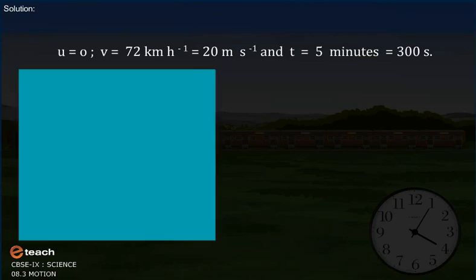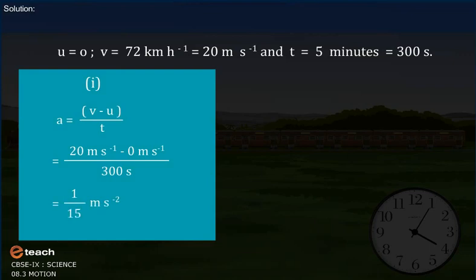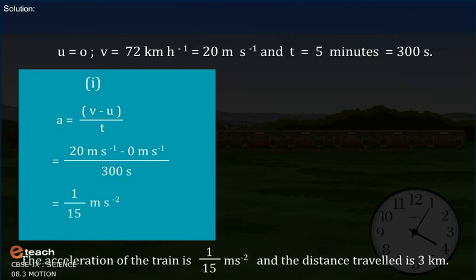1. From the equation, we know that a = (v − u) divided by t, that is equal to (20 meter per second − 0 meter per second) divided by 300 seconds, that is equal to 1/15 m s⁻².